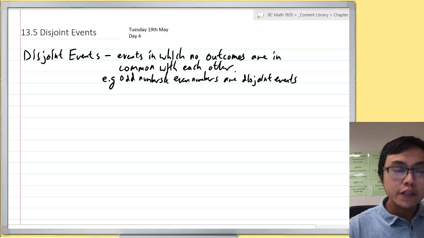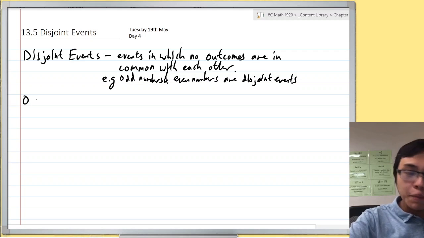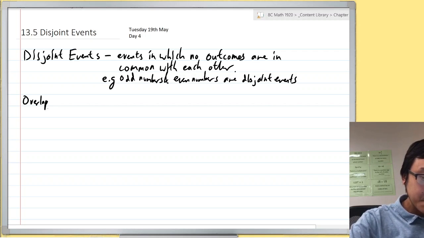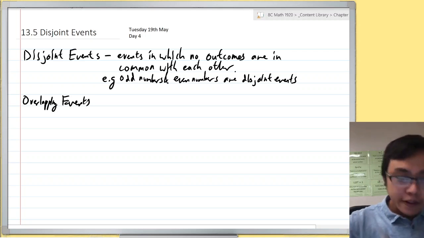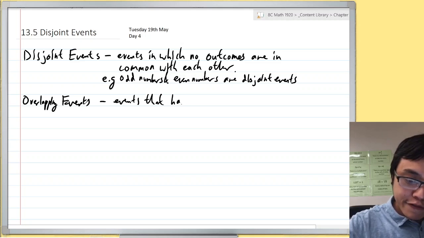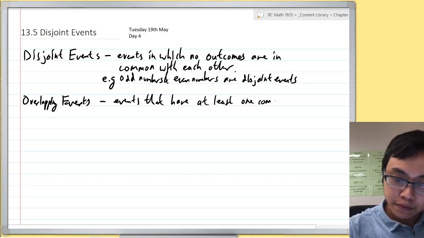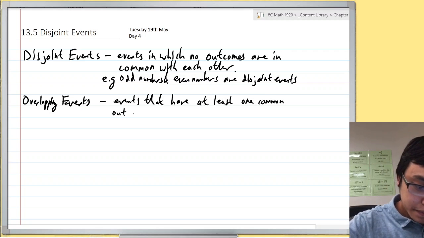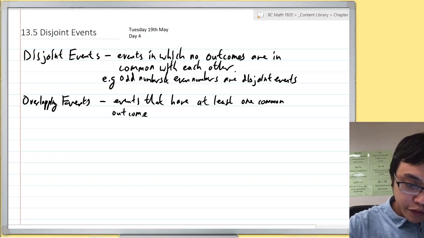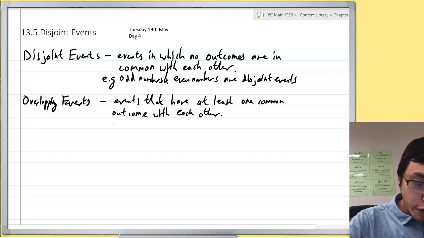Now, along with disjoint events, there are also overlapping events. Overlapping is the opposite of disjoint. Overlapping events are events that have at least one common outcome with each other.